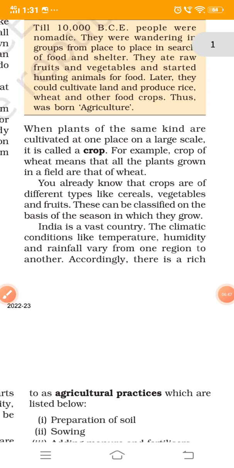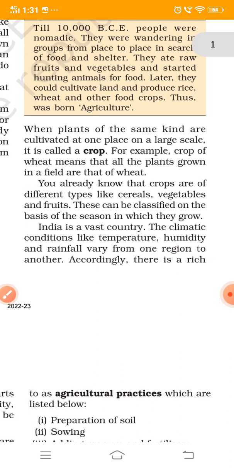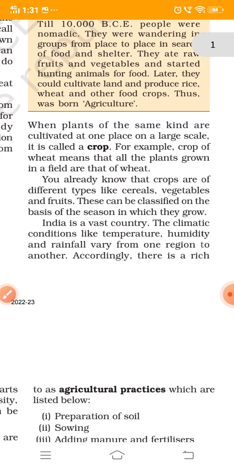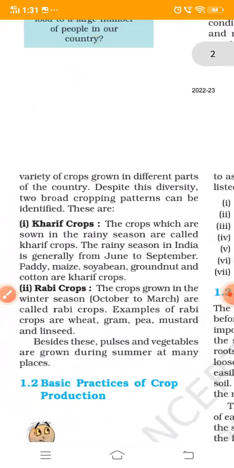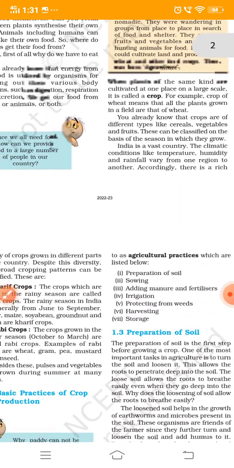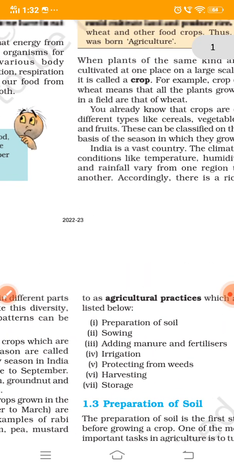India is a vast country. The climate conditions like temperature, humidity, and rainfall vary from one region to another. Accordingly, there is a rich variety of crops grown in different parts of the country. Of course, in northern India, mostly wheat, sugarcane, gram, and maize are grown, but mostly in southern India, rice is grown.